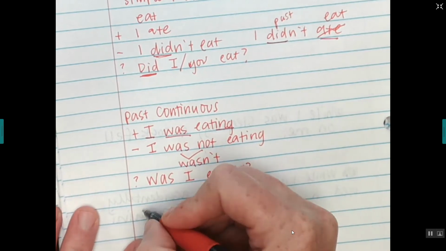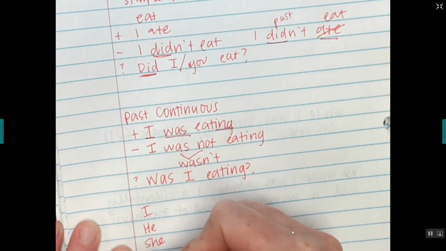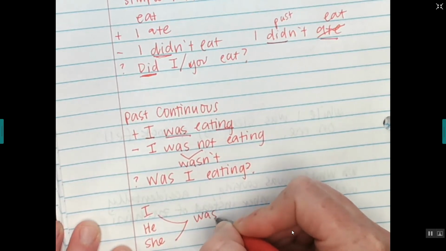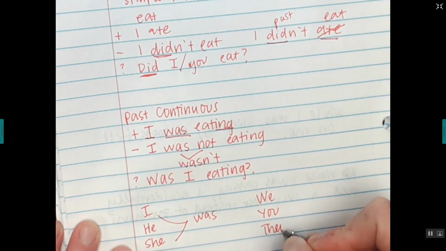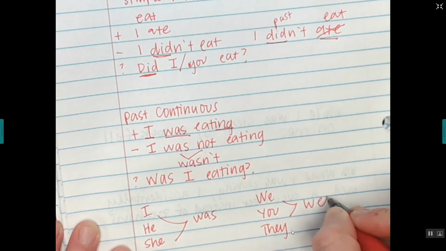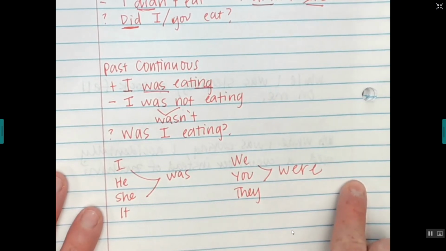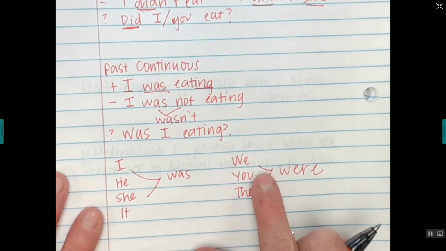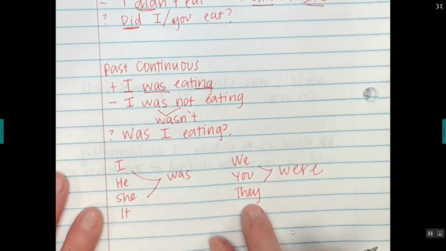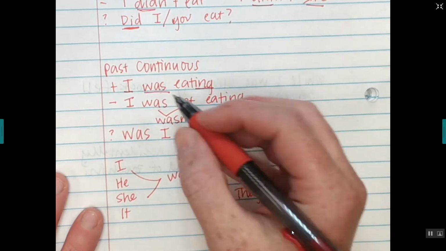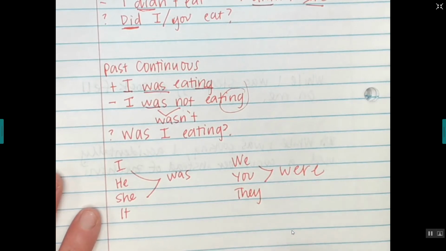All right, and you use was with I, he, she, and it. With we, you, and they, you're going to use were. That's your to be verb. Okay? So I was eating, we were eating. I was not eating, you were not eating. Was I eating? Were they eating? Okay? So the past continuous has the to be verb and the ing. All right? So you can't forget that.